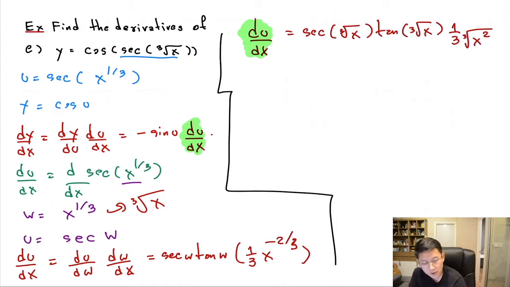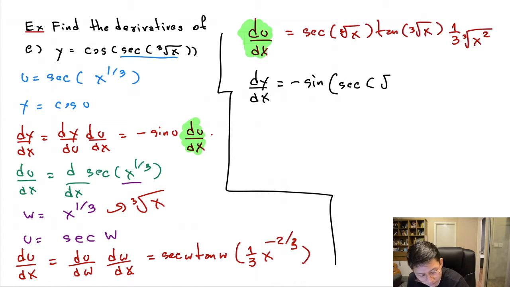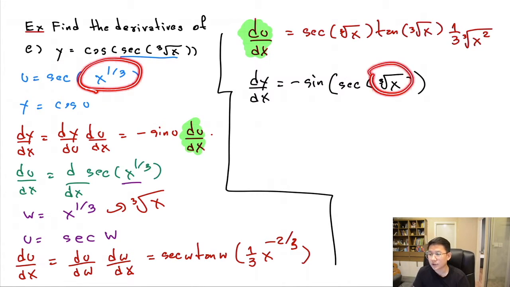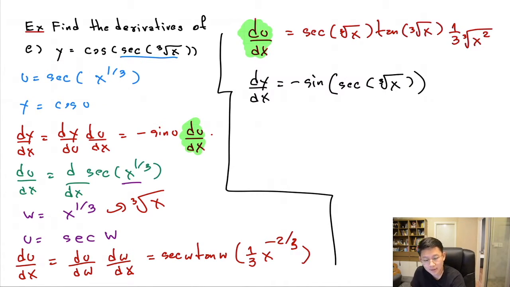Okay, so I have that dy/dx is minus sine u. U is actually this guy, which is sec of x to the power 1/3, which is the cubic root of x. Then multiply by du, which is sec of cubic root of x.